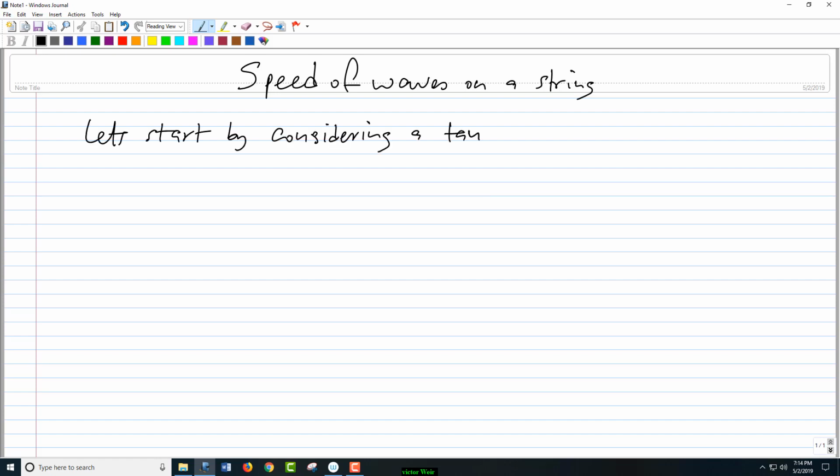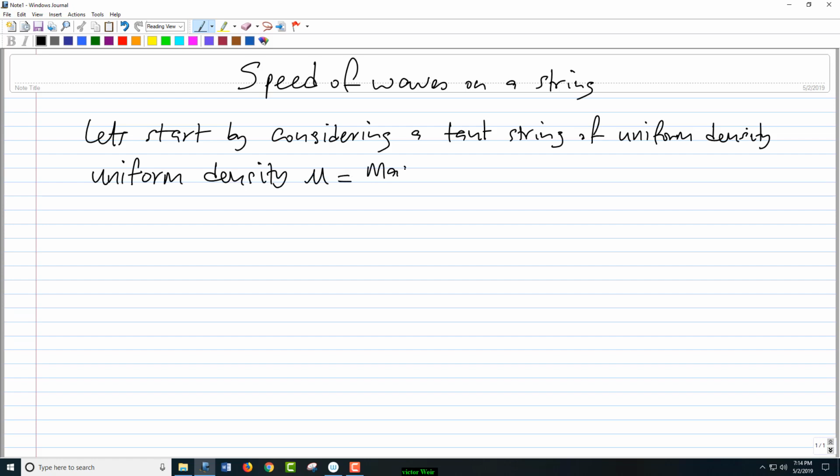In this unit, we shall look at the speed of waves on a string. We shall start by considering a taut string of uniform density. The string is stretched between two fixed points in order to make it tight, and the string has uniform density mu, which is given by the mass of the string divided by the length.